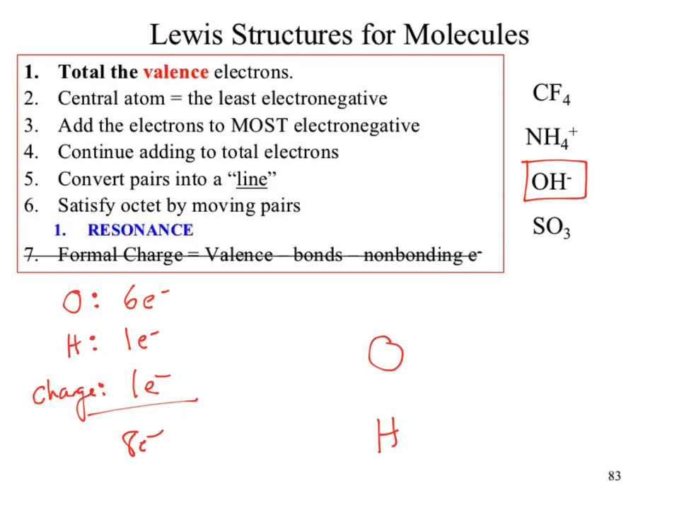Next rule, add electrons to the most electronegative. What atom is the most electronegative here? Oh, the oxygen is the most electronegative because it is closest to fluorine. So I will start placing electrons on that atom.